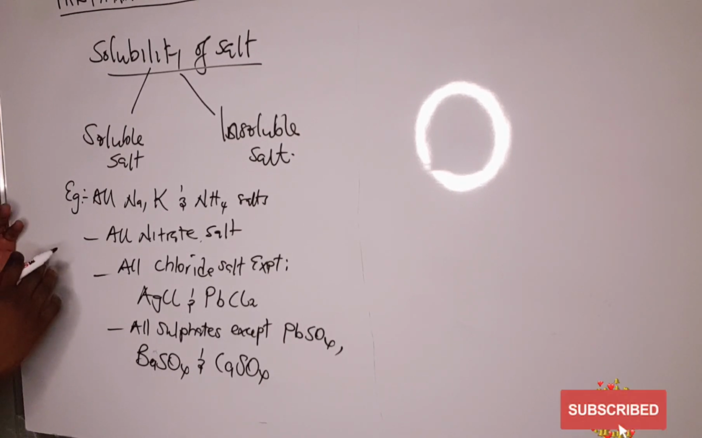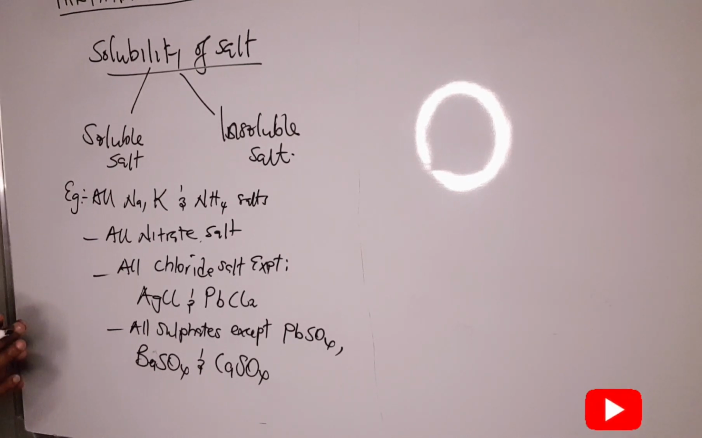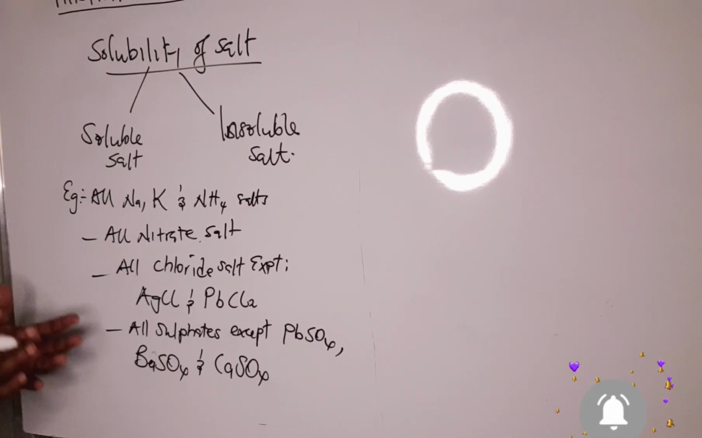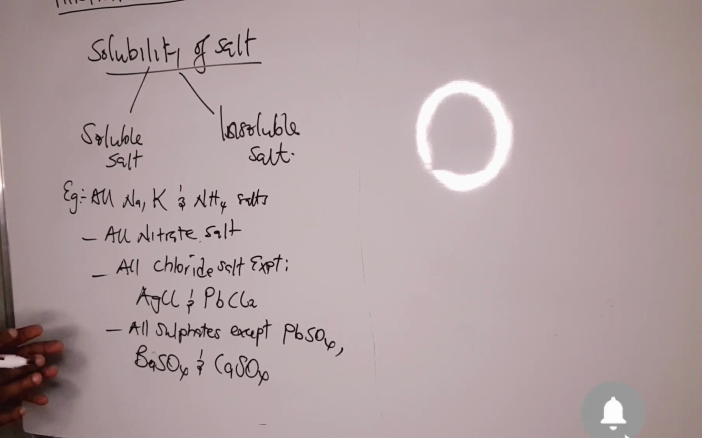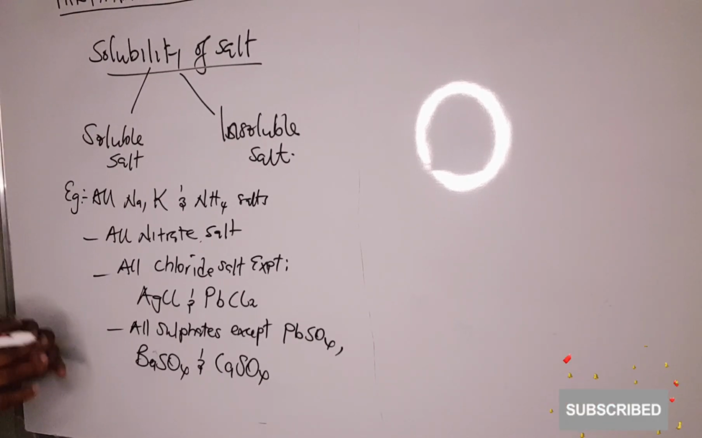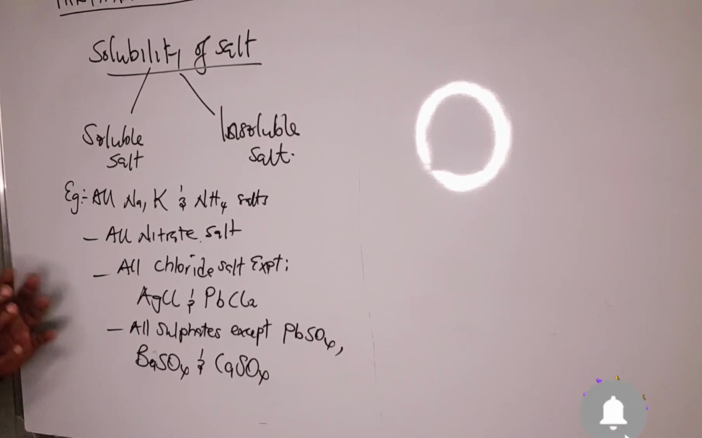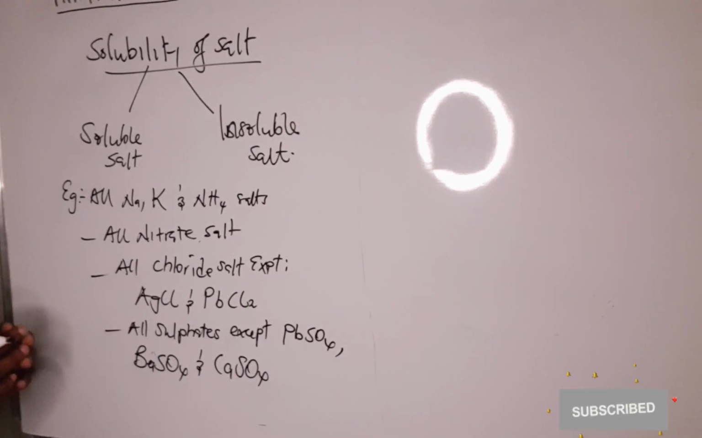So we are saying soluble salts are salts that dissolve in water. Some of the examples: all the sodium salts dissolve in water, all the potassium salts dissolve in water, and all the ammonium salts dissolve in water. At the same time, all the nitrate salts dissolve in water, all the chloride salts dissolve in water except silver chloride and lead chloride. Then we also have the sulfates, which dissolve in water except lead sulfate, barium sulfate, as well as calcium sulfate.